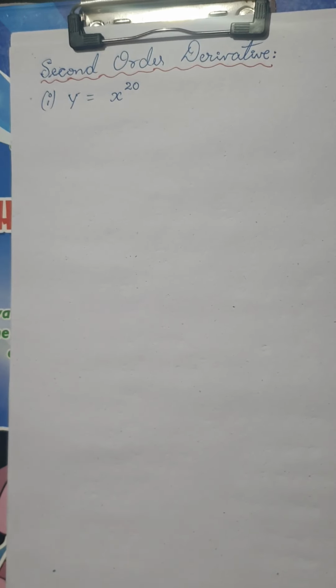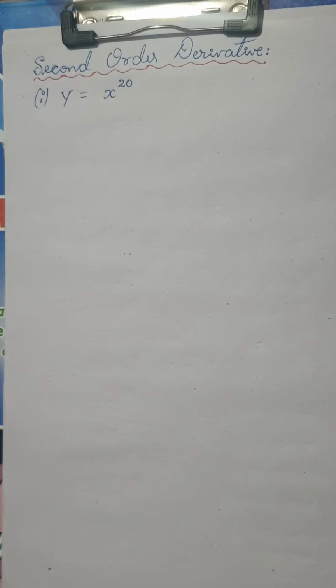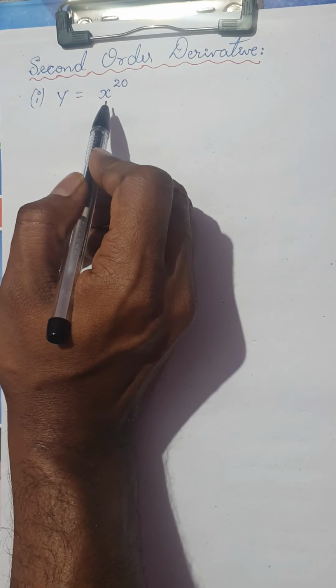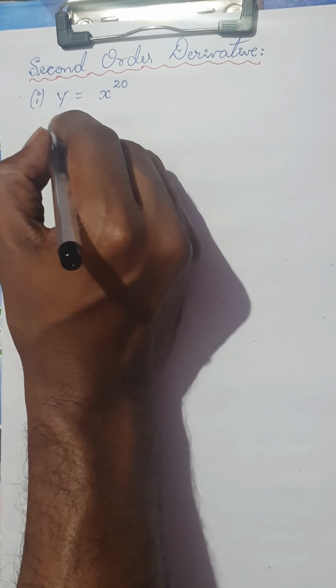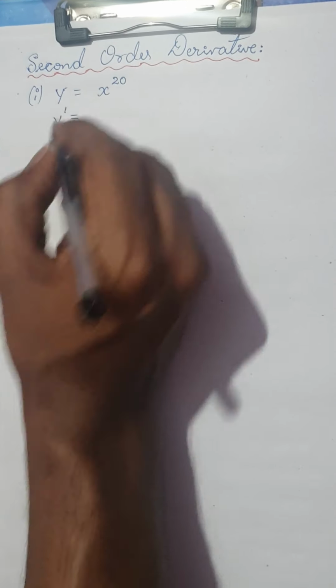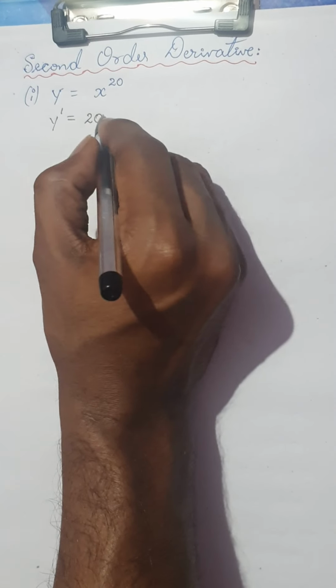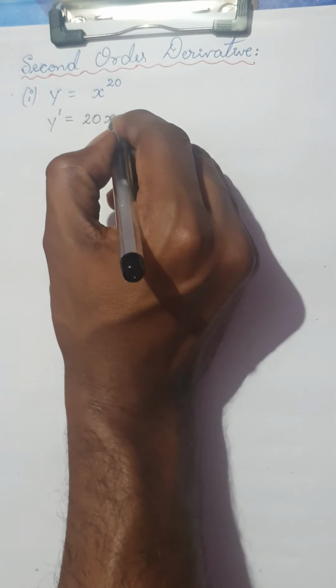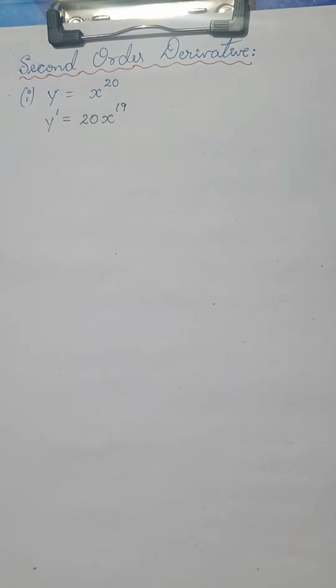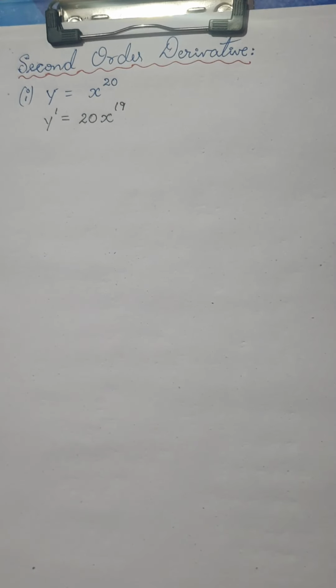We are going to solve the problems from, say, your exercise 5.7. The given function is y is equal to x power 20. So the first derivative, that is y dash, is, as I told you already, derivative of x power n is n into x power n minus 1, that is 20 into x power 19.